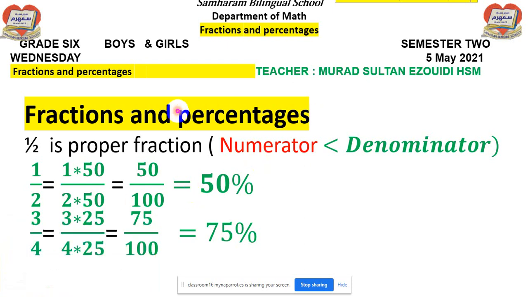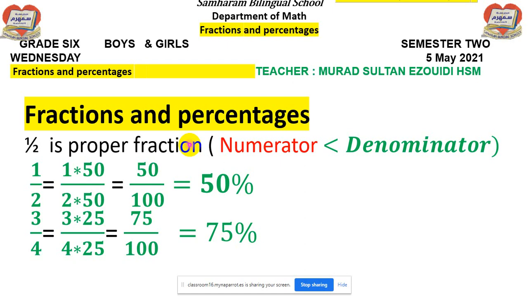So here, my daughters, we said that 1 over 2 is a proper fraction. So a proper fraction means what? It means the value of the numerator, which is 1 here, is less than the value of the denominator, which is 2. That's why it's called a proper fraction, because 1 is less than 2. At the same time I'm explaining, you will try also, my learners, to write the lecture.